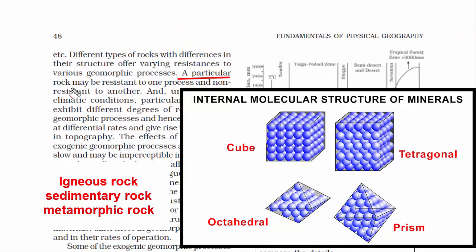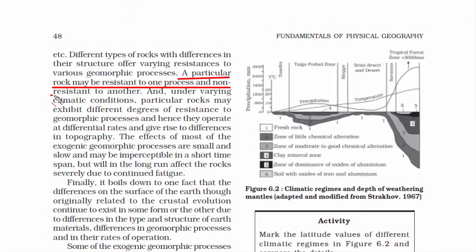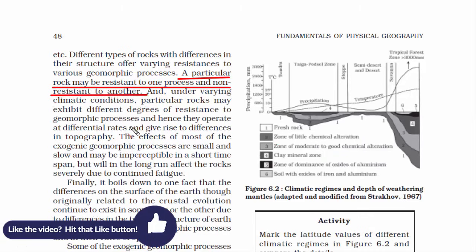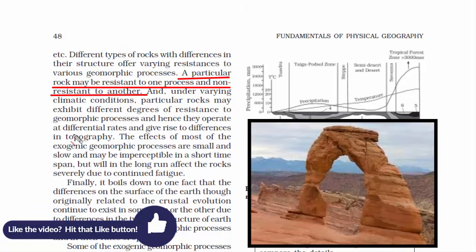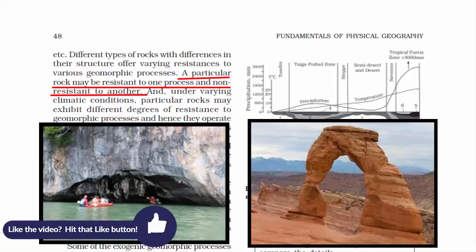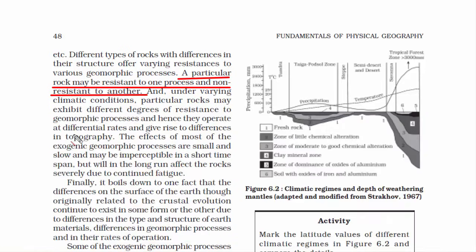And because of that, a particular rock may be resistant to one process and non-resistant to another. For example, some rocks weather quickly with the help of wind, and then there are some rocks that weather quickly with the help of water. And again, due to this difference in weathering, the shape and structure of the rocks are uneven. They are not the same. And finally, this gives rise to differences in topography. That's why some mountains are rough, edgy and tall, and some are flat, smooth and not so tall. And this all takes time.